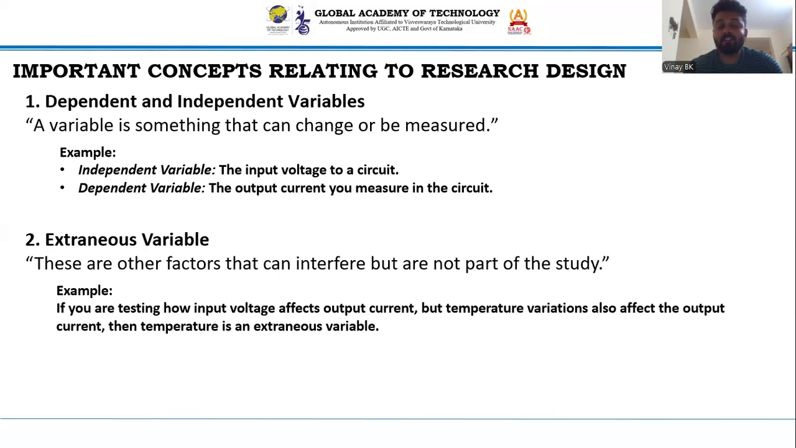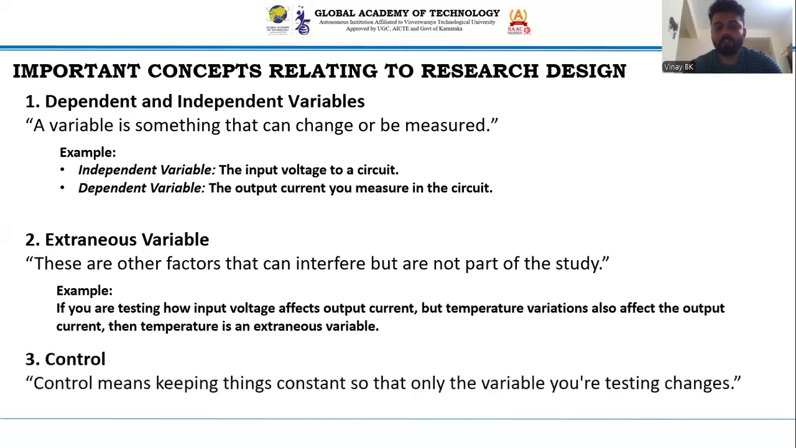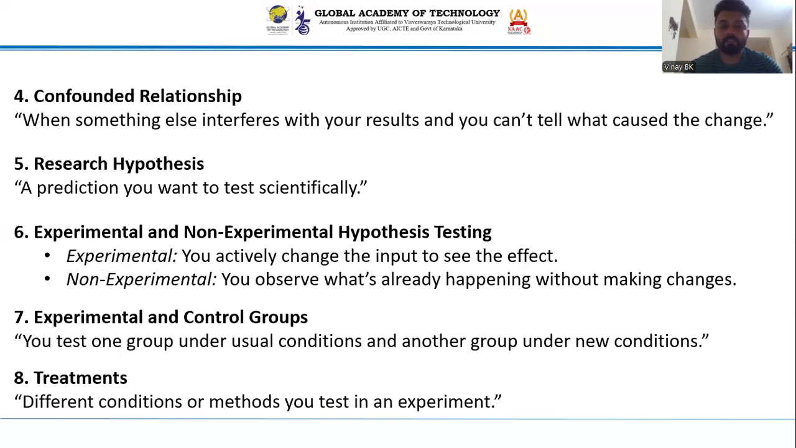That means a parameter which is affecting your design, but it will not be a part of your design. Control means keeping things constant so that only the variable you are testing changes. Then confounded relationship: when something else interferes with your results and you can't tell what causes the change. And it is nothing but finding difficulties for your variation of the output.